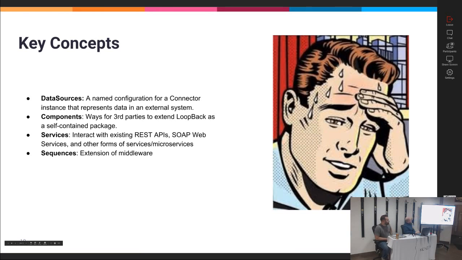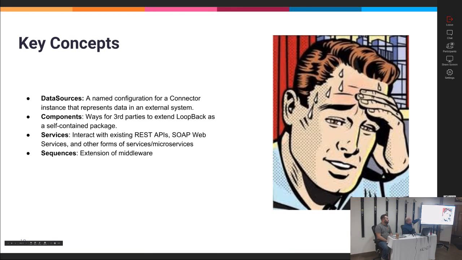There's the idea of data sources, just named configurations for a connector instance. It's an abstraction around a specialized extension that happens to interface with external data. Then components, which is LoopBack's way of saying this is not part of the core LoopBack. It's a third party package, node module or something. Services are just a way of interacting with outside services or other data sources. Repositories are like specialized services.